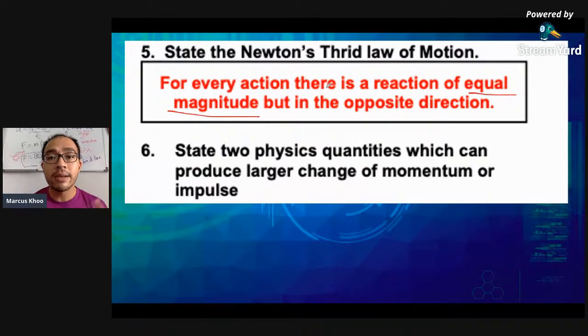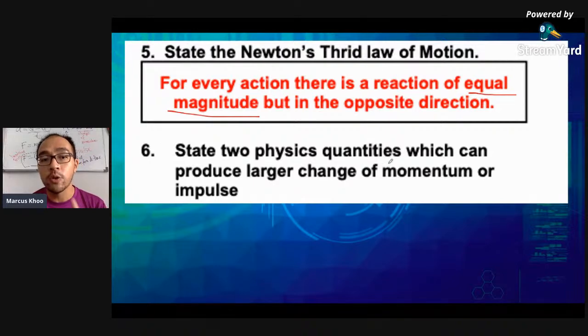Whenever there's a big action, there's going to be a big reaction. Whenever there's a small action, let's say you just swat a fly, the reaction will be very small. The thing is, how do we change it? What do we change? In order to get a big reaction, we need to change the action. So let's talk about this.